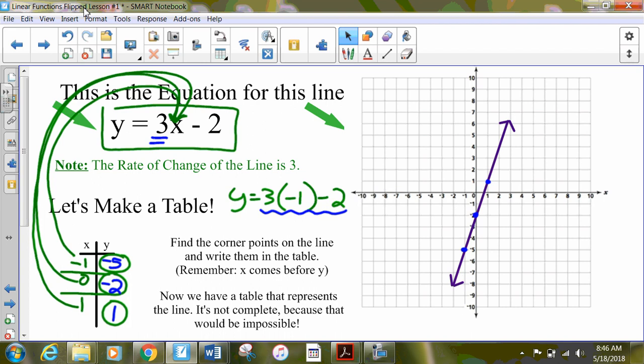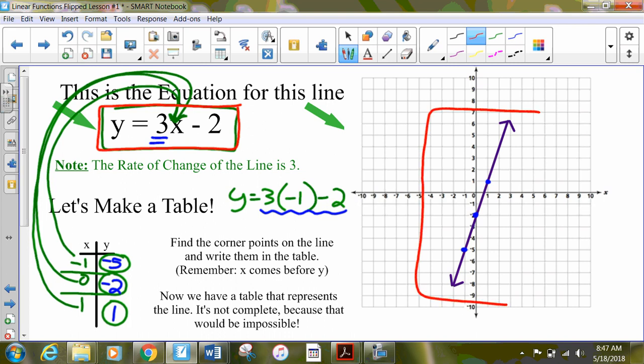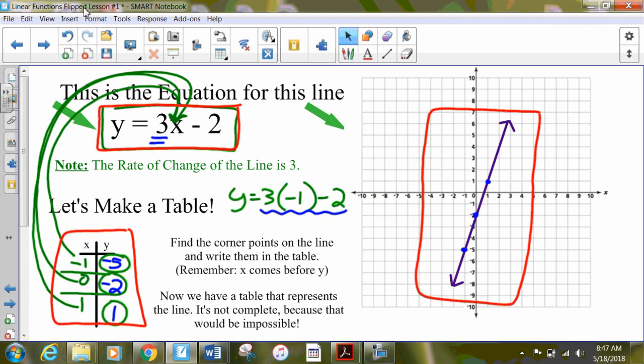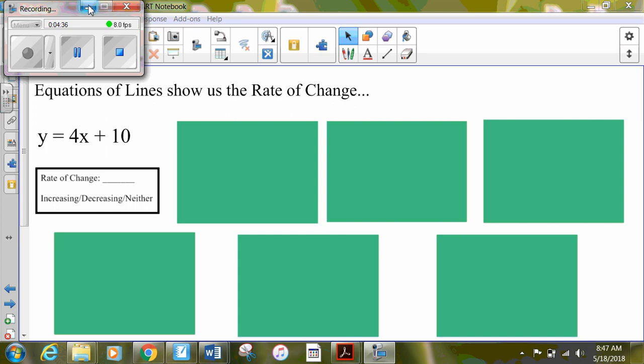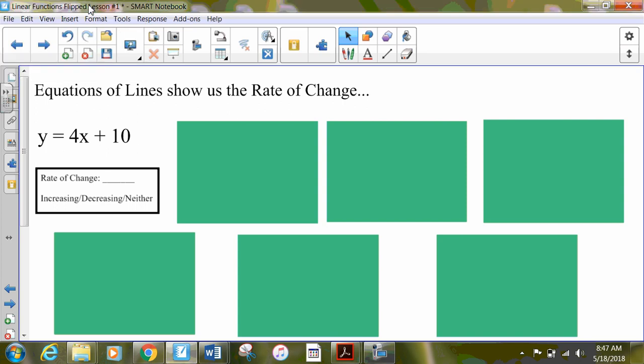So before we leave this slide, I want you to notice that we have an equation that matches this line, that matches this table. So we just noticed that the equation of a line reveals what the rate of change is when it's in this form, slope-intercept form. And so let's practice these.